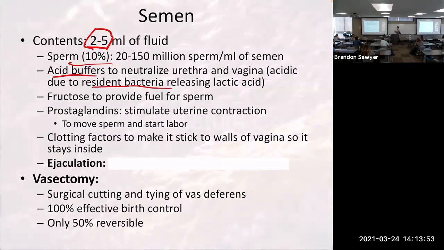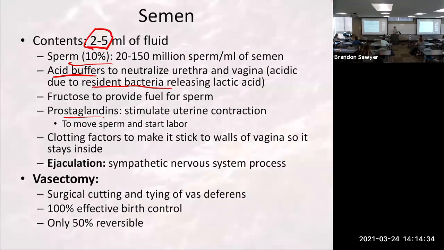Prostaglandins, and we talked about stimulating uterine contractions before. Prostaglandins will bind to the uterus and to the cervix and cause it to contract a little bit, which actually helps the sperm to move upwards to their destination. It's also what I mentioned before as a possible way to stimulate labor during pregnancy. And then there's also clotting factors in here as well, which helps the semen to stick to the walls of the vagina instead of being rushed out with the rest of the fluid.